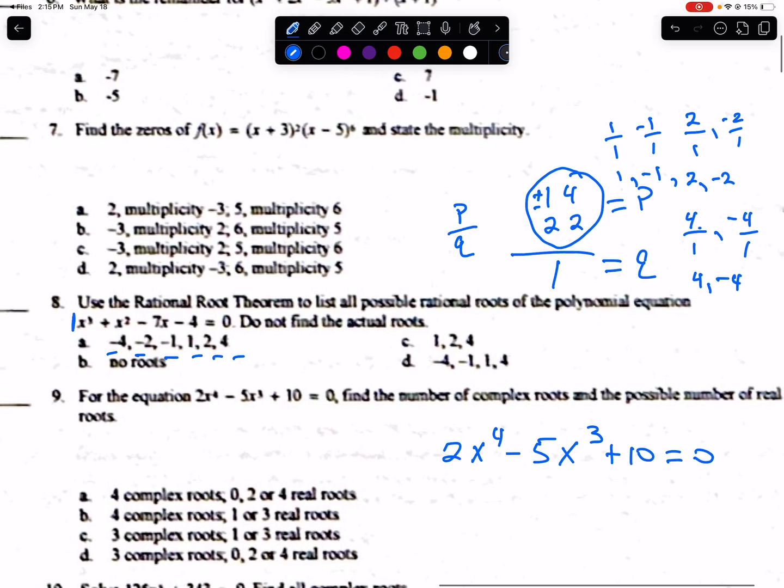Did you get 7 with the multiplicity? Yes, I did actually. It's just the exponent. I understood that, multiplicity, good. And then you're good on synthetic division, right? Good, good.